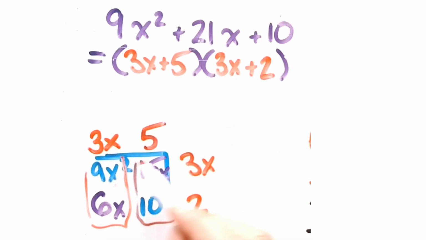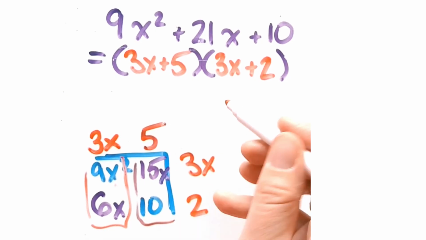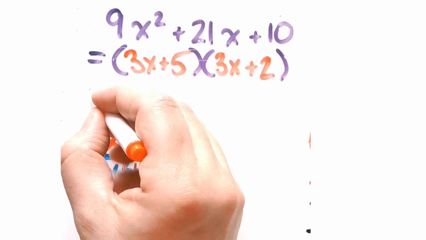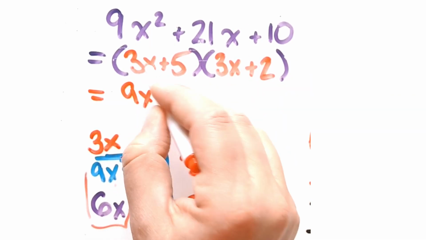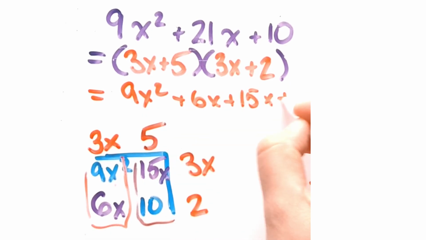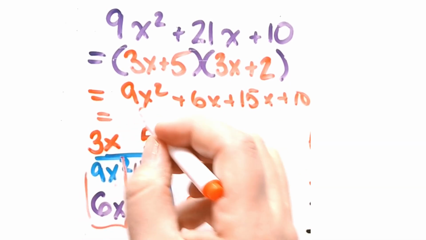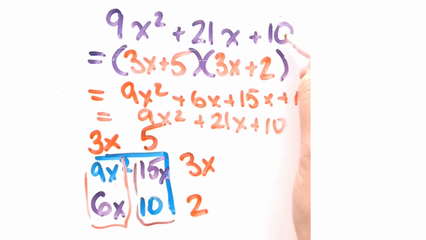You just list your first and last term, and the middle term is broken up, and you take out the greatest common factor this way, this way, this way, and this way, and that's what makes up your factors. And of course, you can double check by expanding this to see if you get the same answer. So 3x and 3x is 9x squared plus 6x plus 15x plus 10. And once I simplify that, I would get 9x squared plus 21x plus 10, which is what I started with.